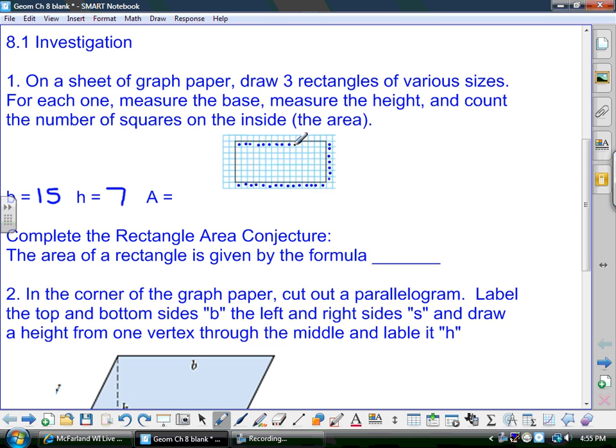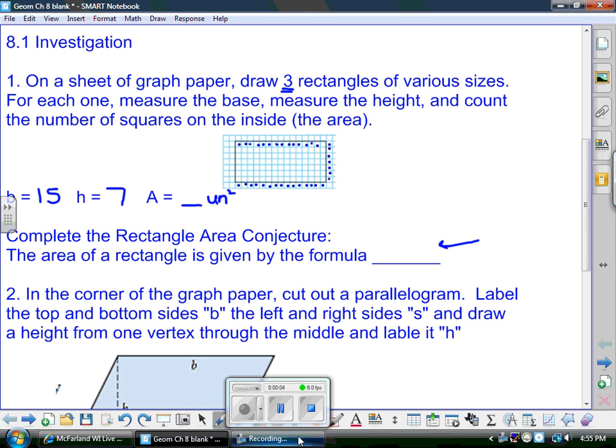Once I get it counted, and I'm not going to count it all here, I'm going to write down my number that I got for the area, and then I'm going to label it units squared because area is always expressed in square units. You're going to do that same process for 3 different rectangles. And once you have them all done, try to complete the rectangle conjecture on your green sheet. Pause the video and figure out or draw your 3 rectangles and restart the video when you're ready to continue.